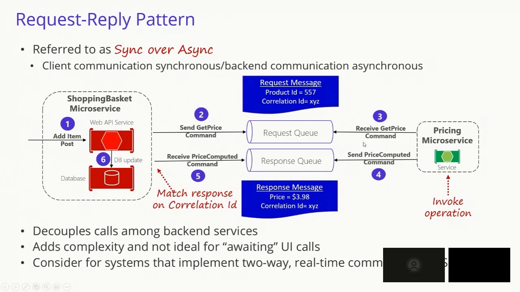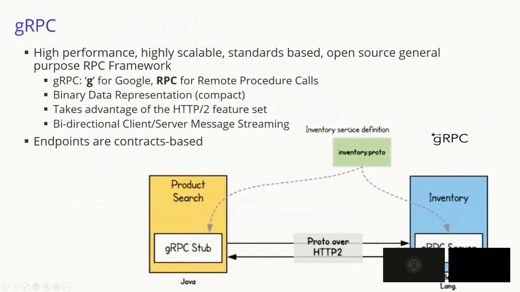Another way we might do it, if we absolutely positively have to do a synchronous call, do we really want to use HTTP? What about gRPC? We talked about gRPC yesterday. That is a high performance, highly scalable, open source, general purpose remote procedure framework. It evolves the RPC that we're used to seeing when we did WCF and SOAP and all that pretty much. The G stands for Google. It originates from them. It is now open source.